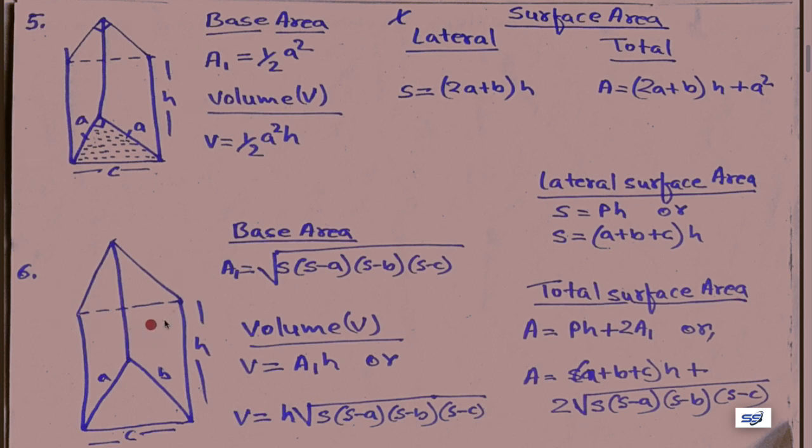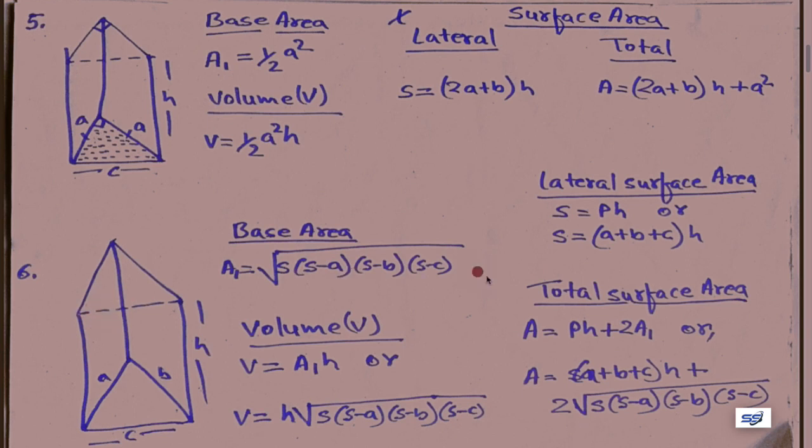Figure number 6, see here, base area, this is our figure of prism. To find the base area of this prism, we will use the formula A1 is equal to root under S into (S minus A)(S minus B)(S minus C). We know that the meaning of S here is semi-perimeter. Volume V is equal to A1 into S, or S into root under S minus A, S minus B, S minus C. Using this formula, we'll find the volume of this prism, and using this formula, we'll find the base area of this prism.